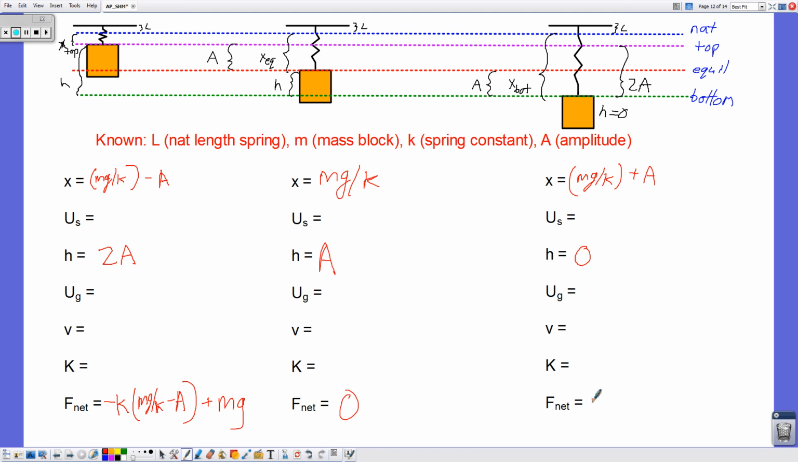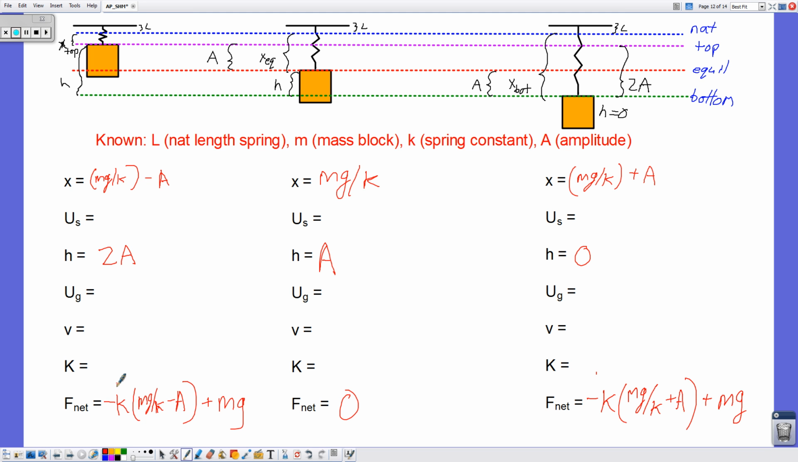All right, over here, F net is going to be minus K X plus gravity force. Where, in this case, the friction force is going to be up. So this should end up being a positive number, and this will still end up being a negative number. Okay.